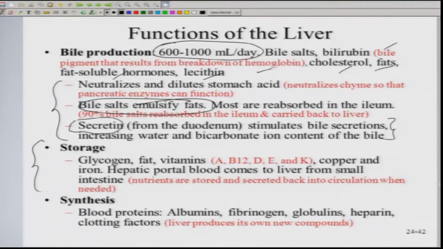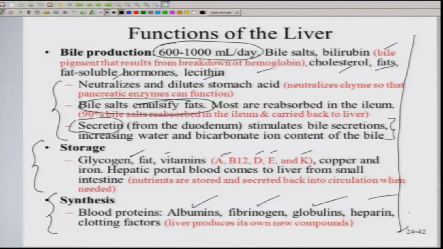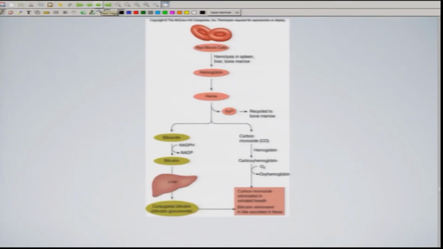In terms of storage, the liver stores glycogen, fat, vitamins A, B12, D, E, K, copper and iron. Hepatic portal blood comes to the liver from the small intestine, and the liver synthesizes albumin, fibrinogen, globulins, heparin and clotting factors. Okay. So if you look at the whole thing, there are a series of functions the liver is doing.